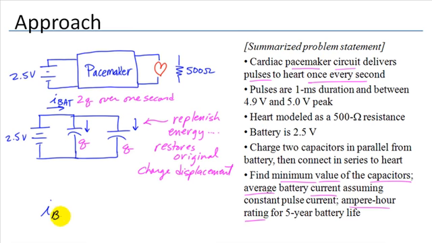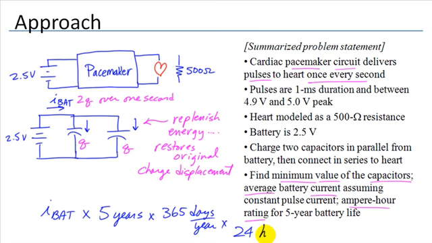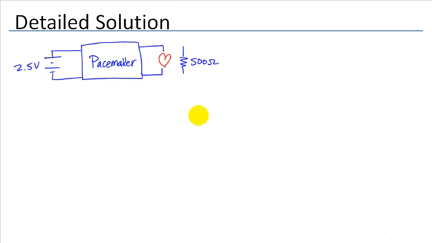Now in terms of the ampere hour rating, we would say on average the battery needs to deliver I sub bat times 5 years, which is 365 days per year, and multiplying that by 24 hours per day. Those units basically divide out, and we are left with amps times hours, and that becomes the rating that we're looking for.